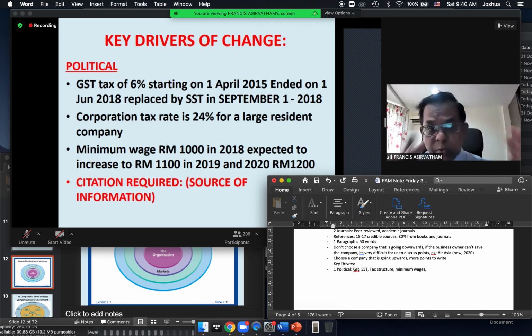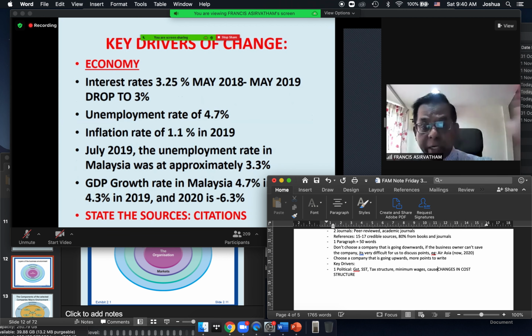Okay, so this is what we expected from the student, to highlight the industry changes that are taking place, but make sure follow the word count and balance it. Okay? Balance. Don't override in any one section. So I'll give you some highlights.